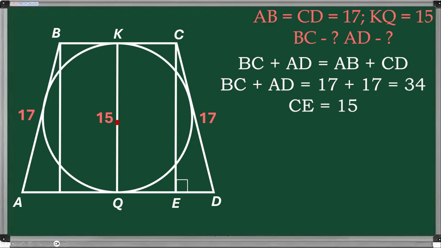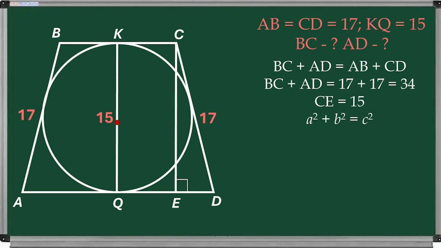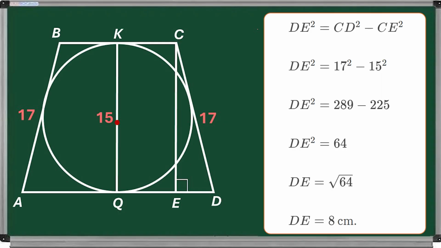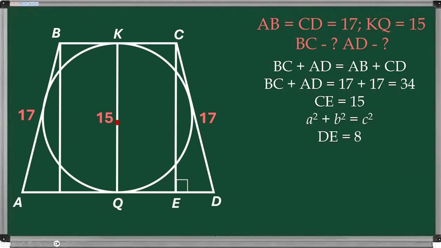We know CD is 17 and CE is 15. Using the Pythagorean theorem, which states a squared plus b squared equals c squared, or in our case, c squared minus b squared equals a squared, DE squared equals CD squared minus CE squared. DE squared equals 17 squared minus 15 squared. DE squared equals 289 minus 225. DE squared equals 64. Taking the square root of 64, we find that DE equals 8.